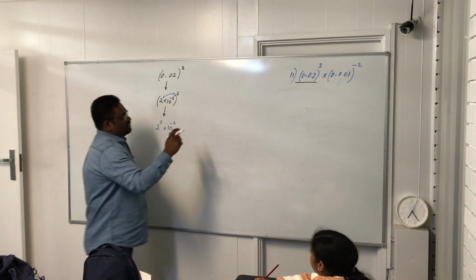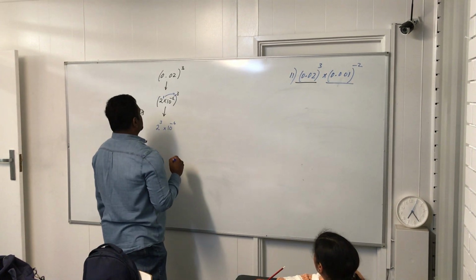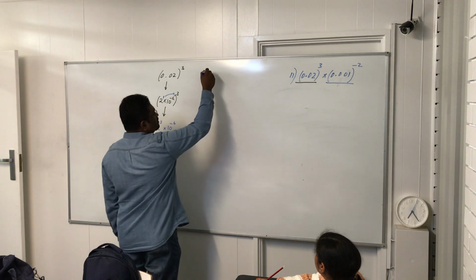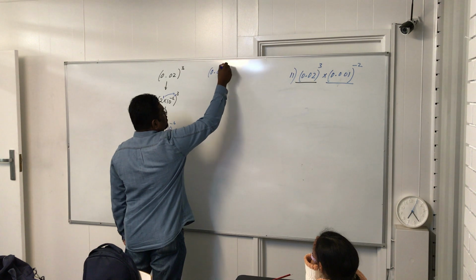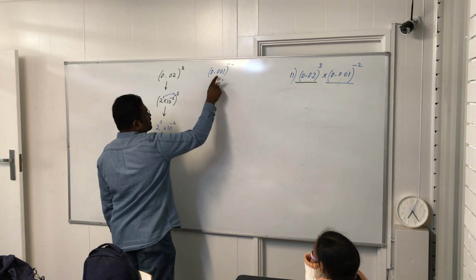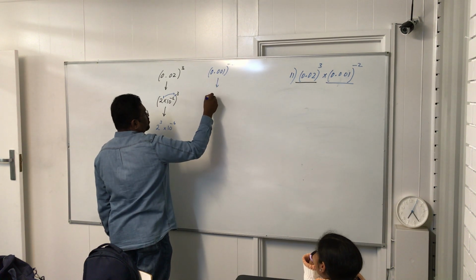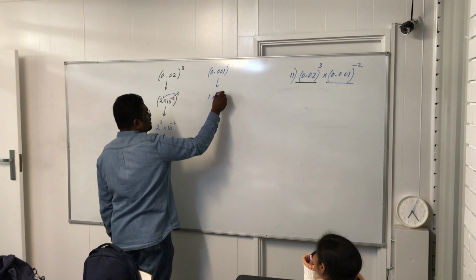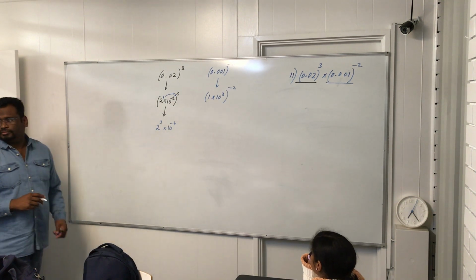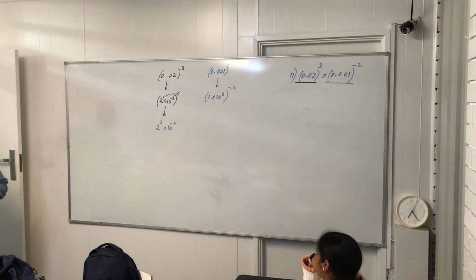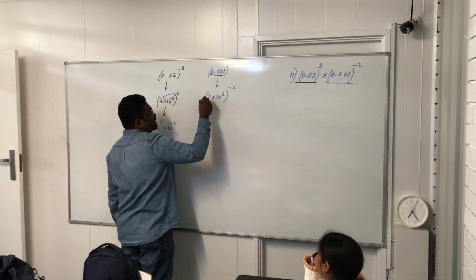That is it. Now I'm going to get this guy. That guy is 0.001 minus 2. What is that? This I'm going to write: 1 times 10 minus 3 minus 2. Can you see that? This is this here.